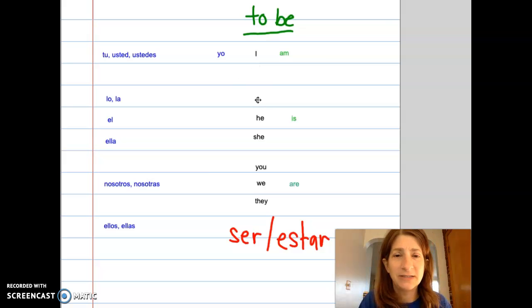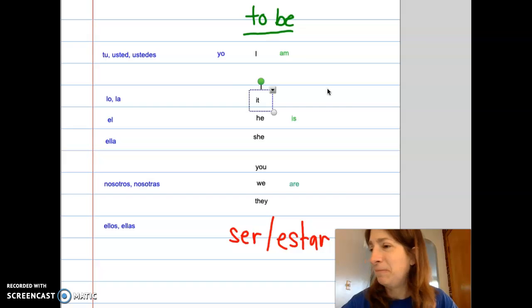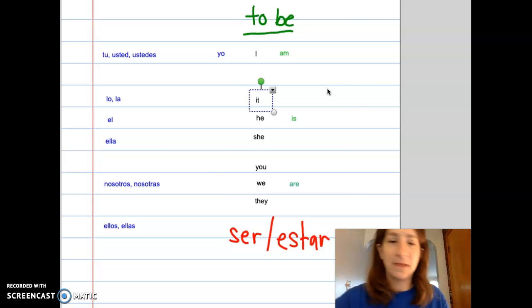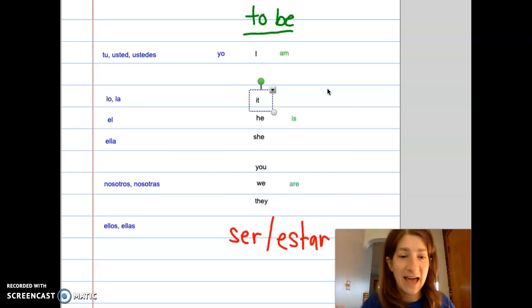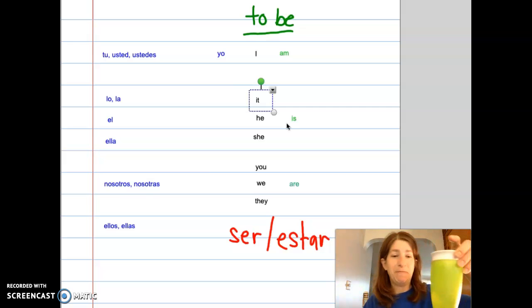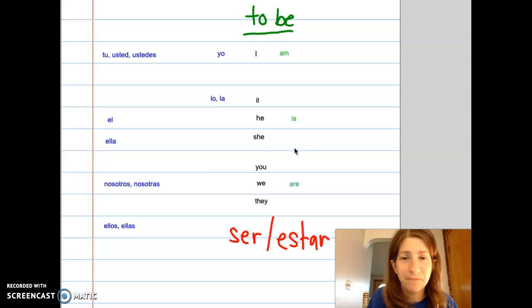Here are some other words. Sometimes we're going to use the word it if we don't know if it's a boy or a girl, or if it's just a thing, like a pencil, or a bottle, or something like that. It's a thing. So I can say it is, like for the pencil, it is red. Or if I'm going to do a cup, it is green. En español se dice lo o la para decir una cosa.